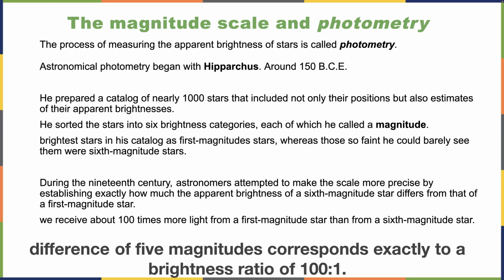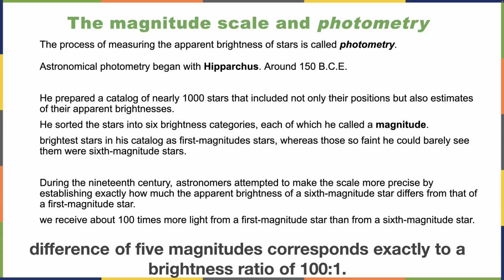Now, when he recorded these brightness values, he sorted the stars into 6 brightness categories, right? Because there is no way of comparing them other than having a mechanism. So he made all these stars into 6 brightness categories, and each category he called a magnitude. This is how the magnitude scale came into play to measure a star's brightness, right?